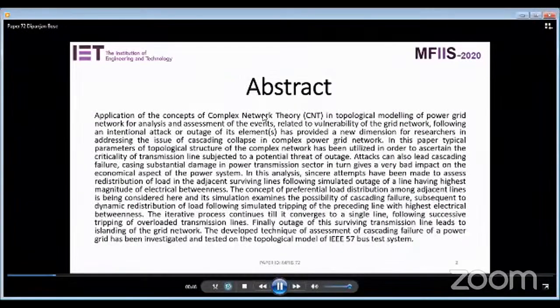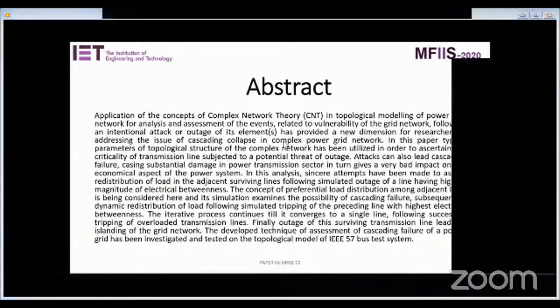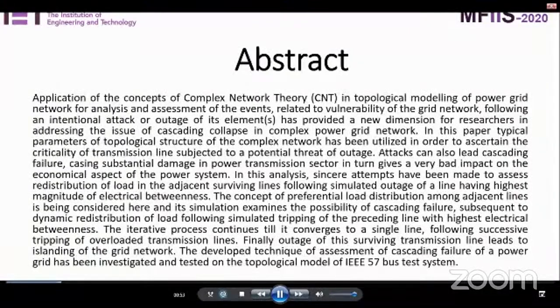Attacks can also lead to cascading failure, causing substantial damage in the power transmission sector as well as economic aspects of the power sector. The concept of preferential load redistribution is considered to examine the possibility of cascading failure in the grid network. That has been investigated and tested on a topological model of the IEEE 57 bus system.